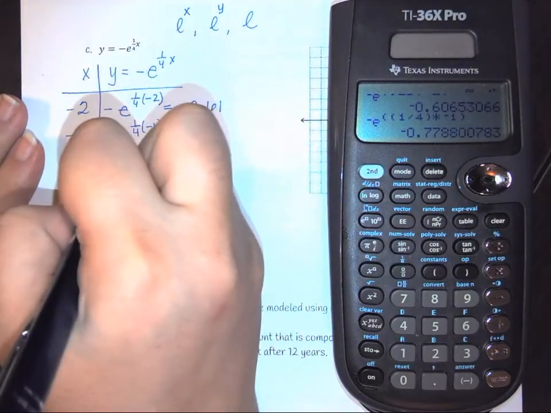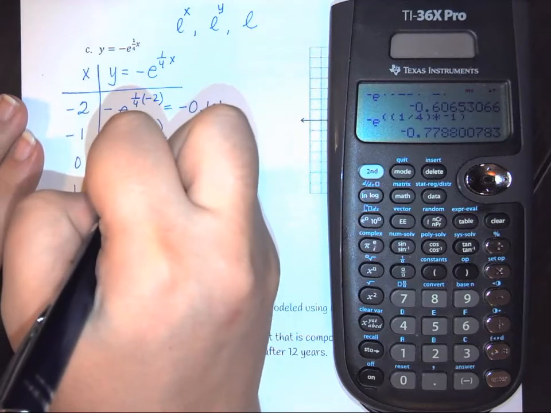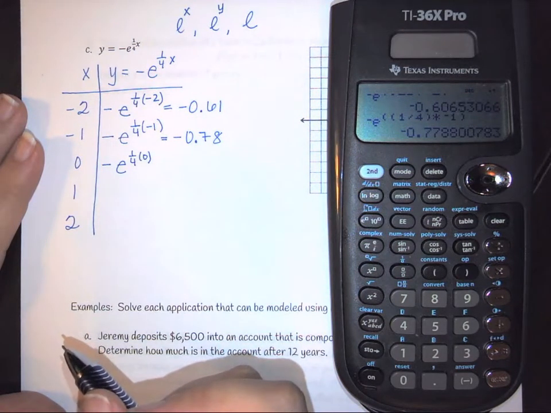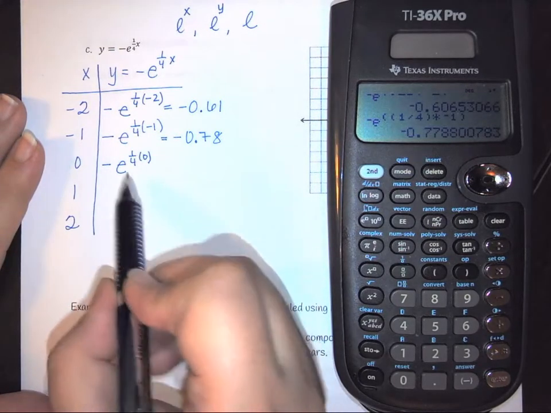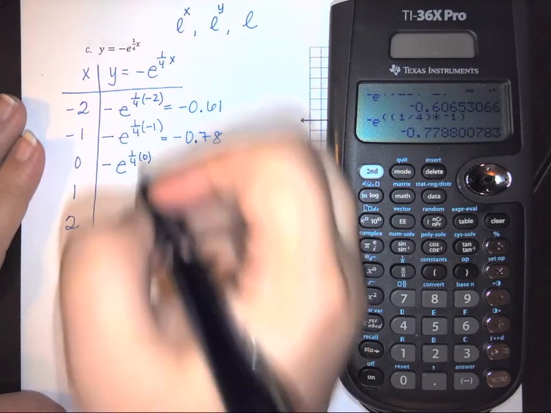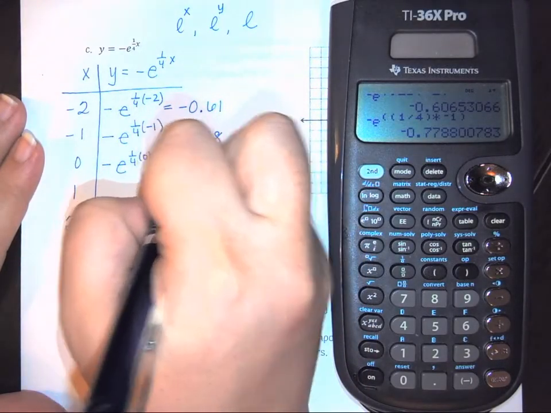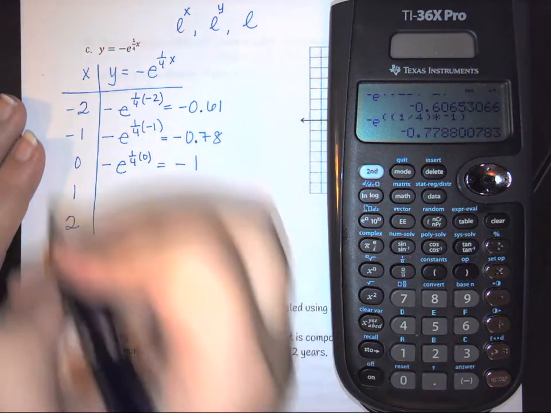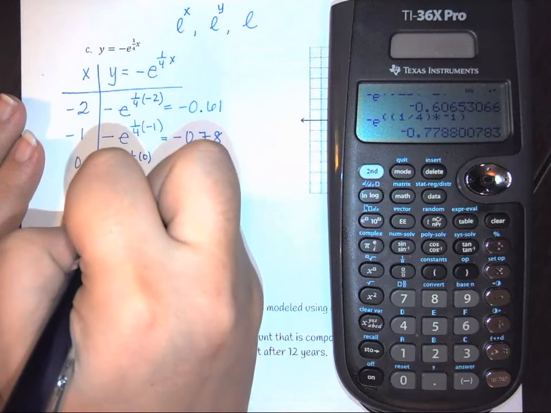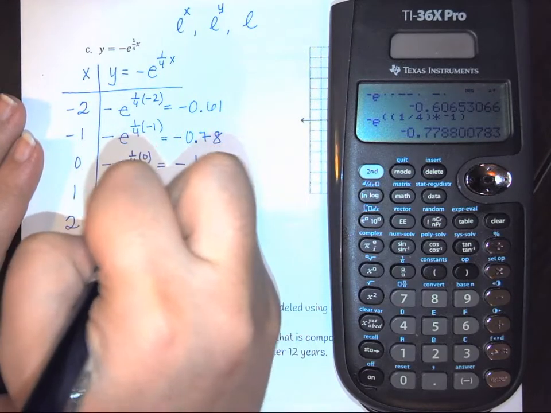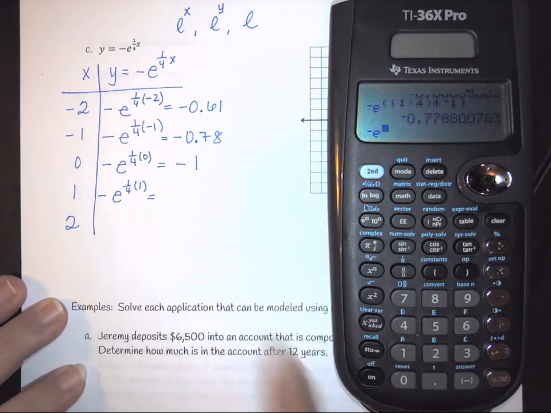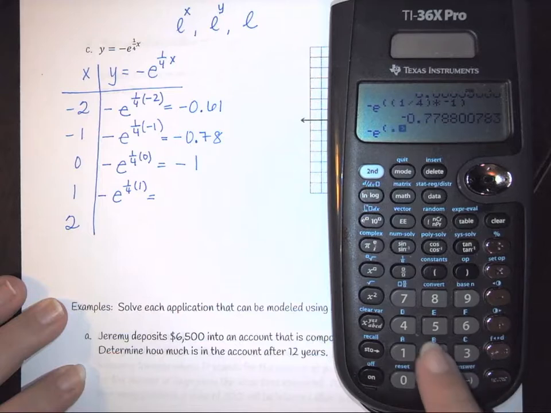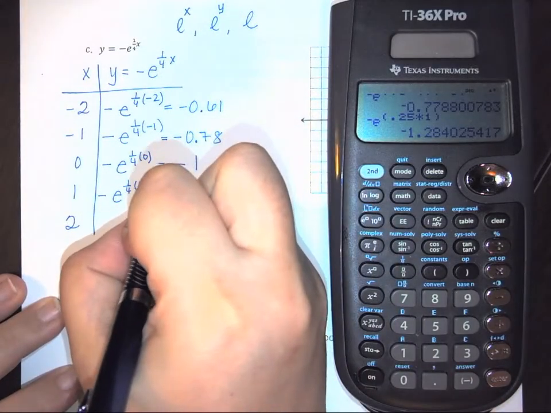Again we have negative e to the 1/4 times 0. Well, this one you could do in your head. 1/4 times 0 is 0. E to the 0 is 1. Apply your negative. Gives you a -1. Now we have negative e to the 1/4 times 1. So again, we use our calculator. Hit a negative. Hit your e button. Open your parentheses. And we're going to do 1/4 times our 1. And we get -1.28.